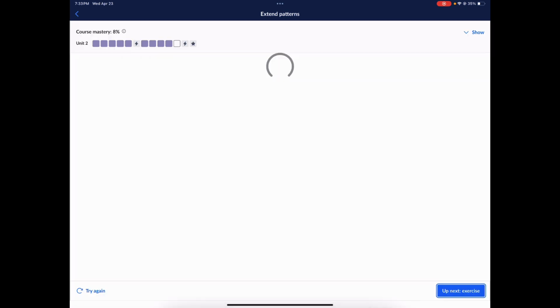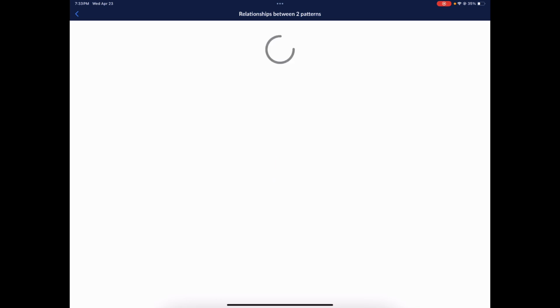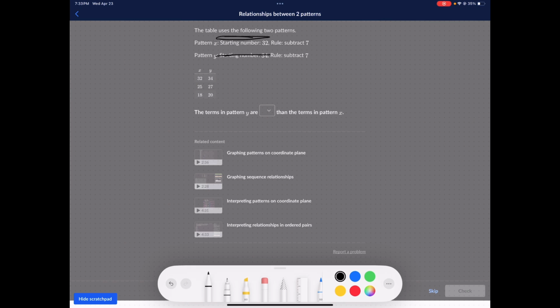Great work, everyone. We only have one more exercise until we have... So this is the last thing we are learning today, and then you have covered the entire Unit 2 of Pre-Algebra. Here we go. The table uses the following two patterns. Pattern X, starting number 32, rule subtract 7. Pattern Y, starting number 34, rule subtract 7. So, we don't need the starting number. It's given right here. And it's the same pattern.